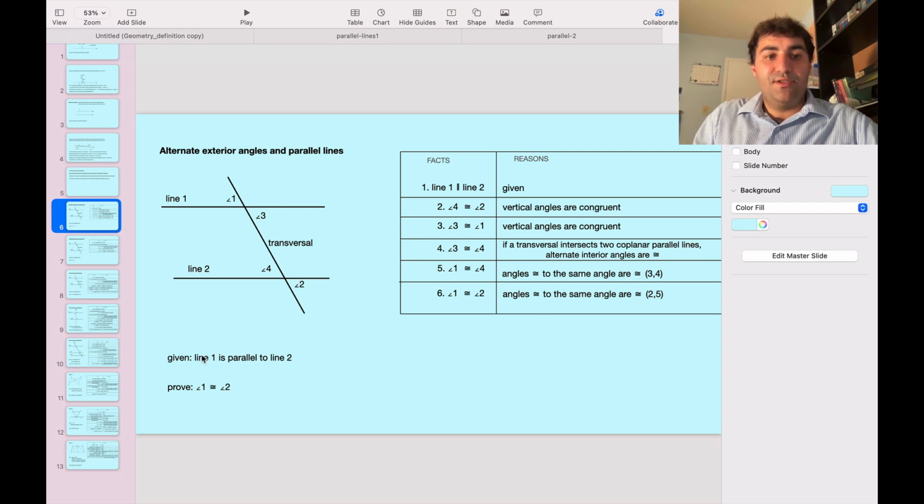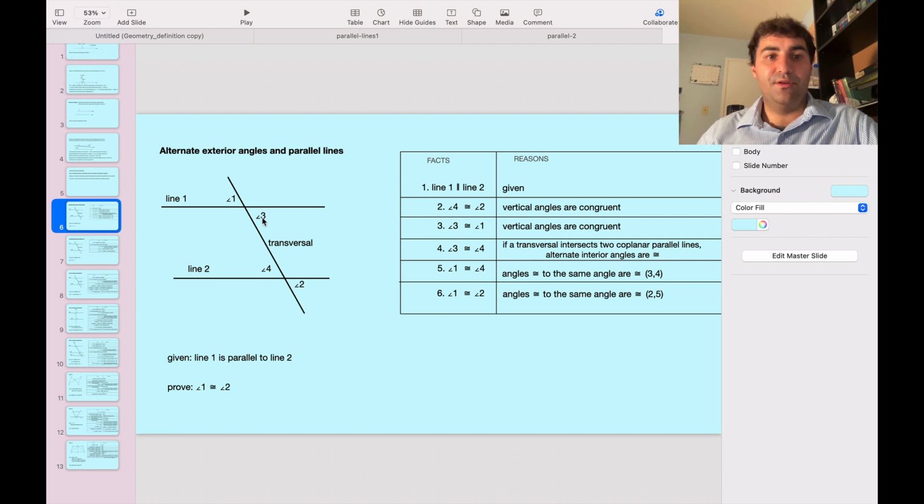So we're given that line 1 is parallel to line 2, and we want to prove that angle 1 is congruent to angle 2. Well, I'm going to list these angles here, angle 3 and angle 4, right? And we write down what we're given. Line 1 is parallel to line 2. And these are vertical angles, right? Angle 2 and angle 4. And angle 1 and angle 3 are also vertical angles, right?